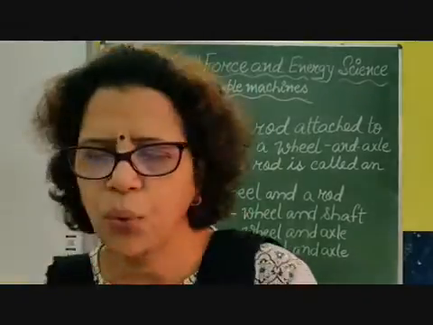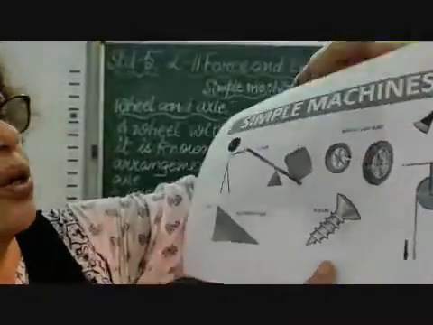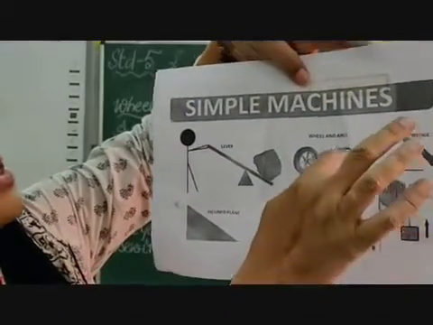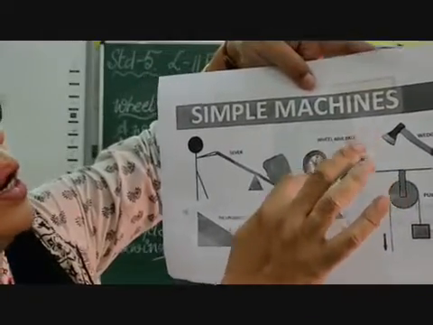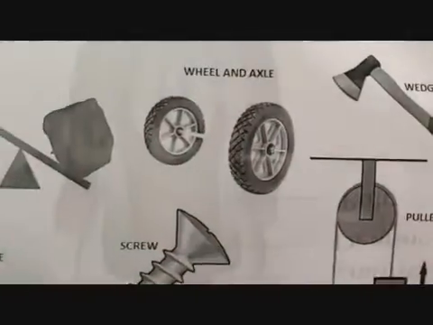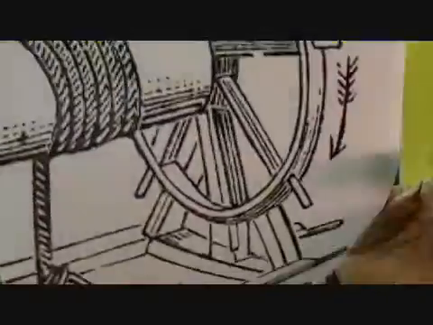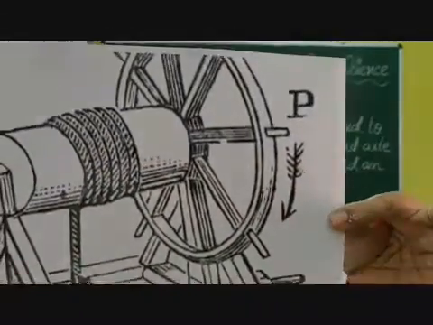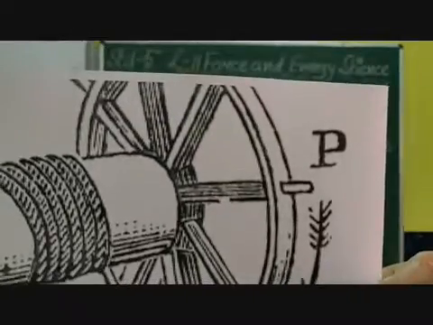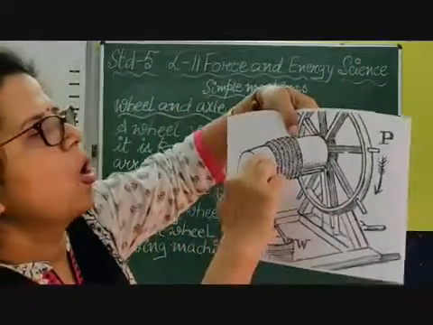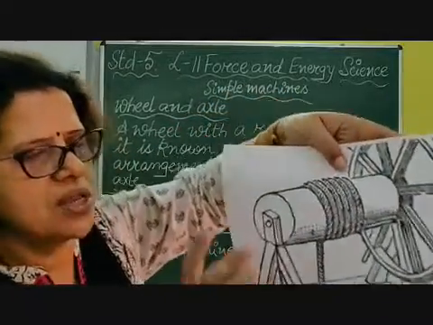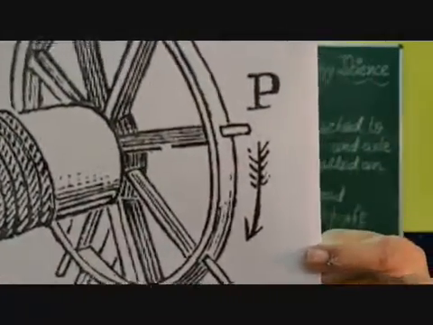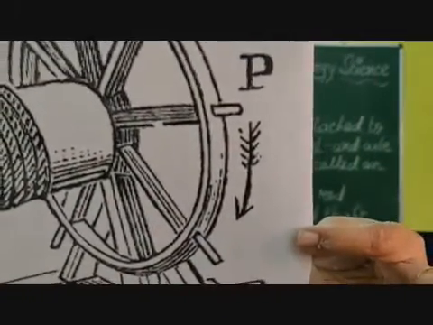Children, wheel and axle. First you see the different types of machines you have already seen. This is your wheel and this is the rod inside, and with that only it helps to move. Okay, wheel and axle. As you can see here very clearly, you can see the wheel with a rod. This one actually helps the wheel to move. Then only it will move, otherwise it cannot move. And then it helps you to do your work, like the sewing machine.